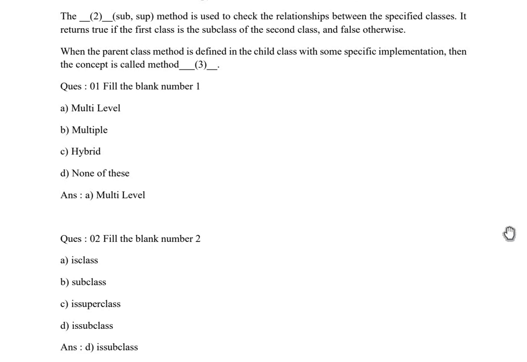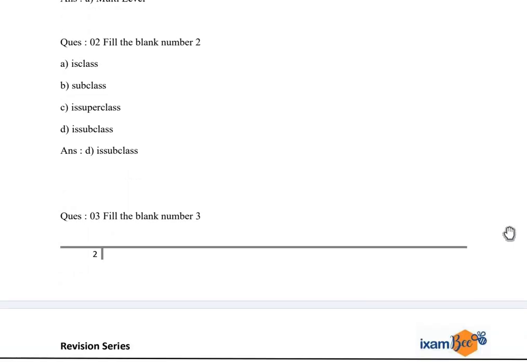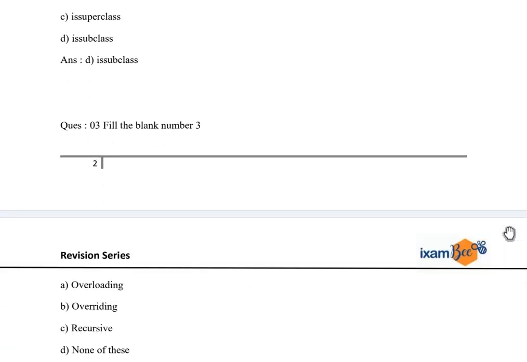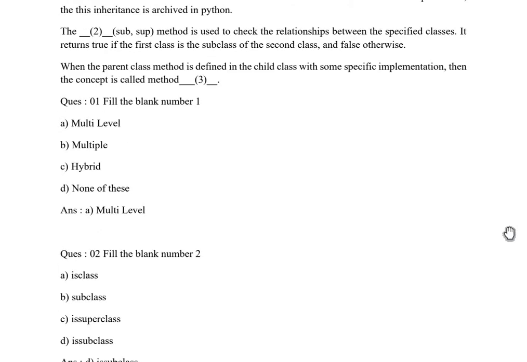The third one is talking about when the parent method is defined in the child class with some specific implementation, then the concept is called as dash with respect to method. So now let's see the options that are provided for the blank number 3, and here you can see that overloading, overriding, recursive, and none of these. So definitely out of overloading or overriding there can be one possible answer. Now let's read the paragraph again and fill the value overloading or overriding one by one.